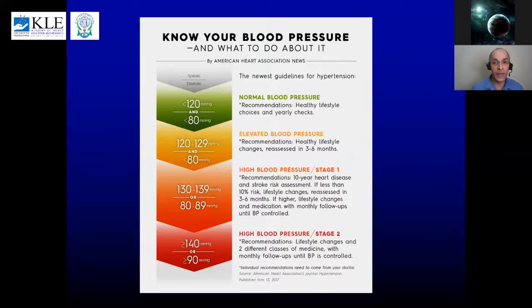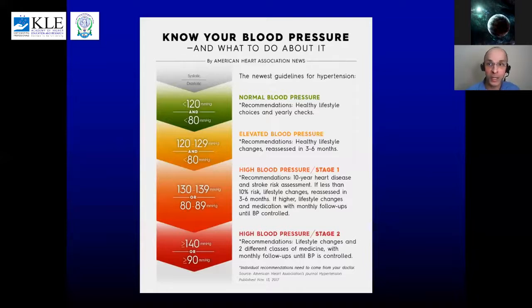If the individual's blood pressure is greater than 140 systolic or 90 diastolic, we now say the individual is in stage 2 hypertension. And if the individual is in stage 2 hypertension, we recommend lifestyle changes along with two antihypertensive medications.